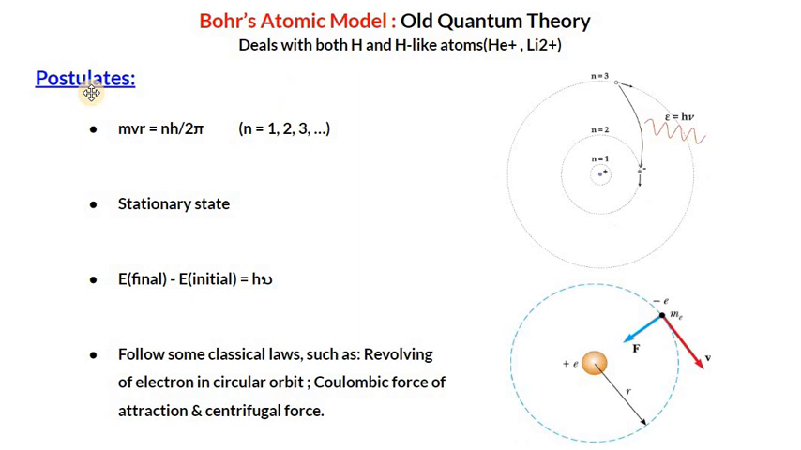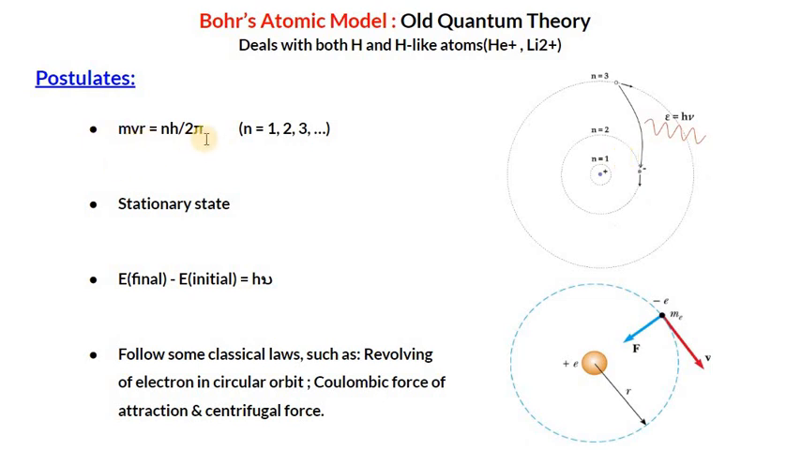Now let's talk about the different postulates. The first one is mvr equals nh by 2 pi. What is mvr? It is the angular momentum. As electrons are revolving in a circular path, it should have angular momentum, not linear momentum, which is mv. So what is the r here? It is the distance of the orbit where the electron is revolving.